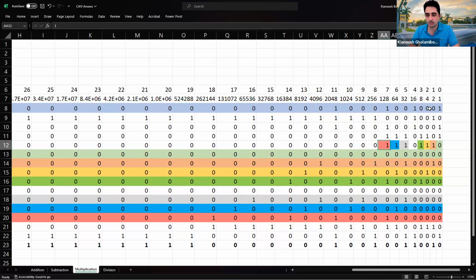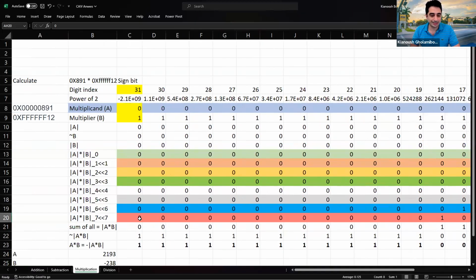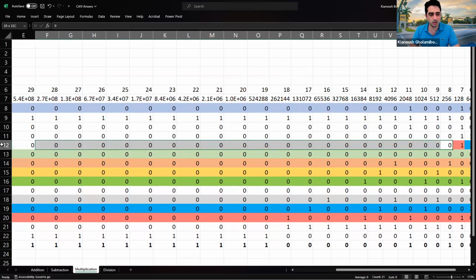or this nice color times this A will give you this row, which is basically the multiplicand, which is A, after shifting it 7 bits to the left, right? And finally, we are going to... should I continue further? The answer is no, because the rest of the bits are all zeros, right?